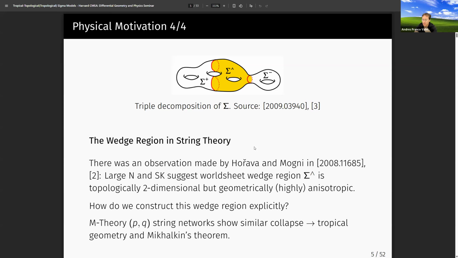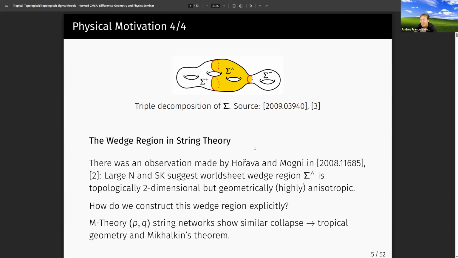And so, you search through all the physics literature, and you find out that there are actually methods to do this that are not just things like dimensional reduction. It turns out that there are these things in M theory called PQ string networks that actually show a similar collapse. And when you go through all those calculations, it turns out that there's a very close connection to tropical geometry. So that was the big hint. If we want to construct this wedge region explicitly, we have to somehow leverage tropical geometry and try to see how we create a sort of tropicalized string theory.